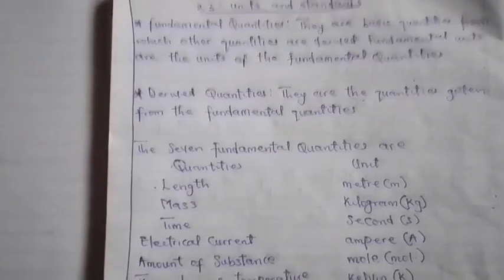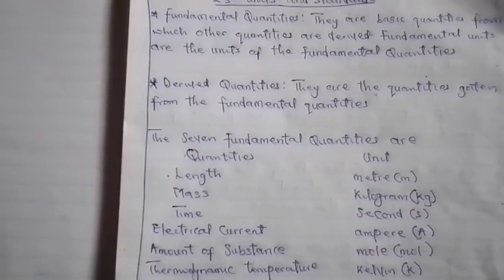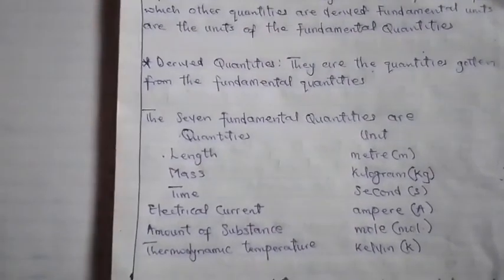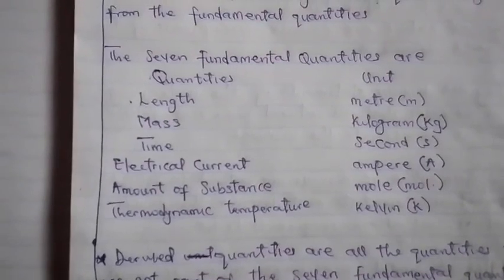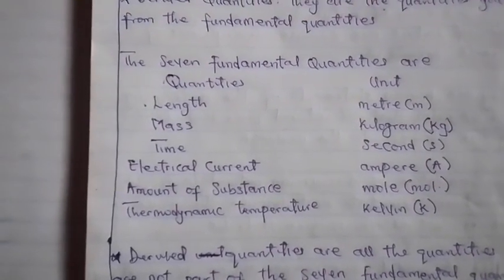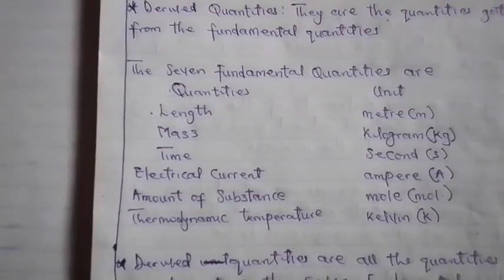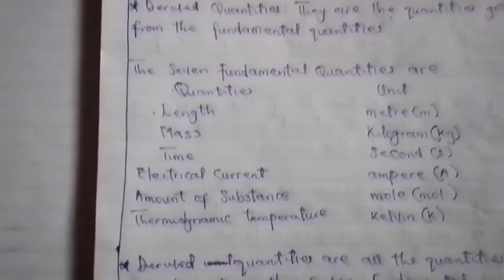Likewise, derived quantities are the quantities gotten from the fundamental quantities, as I've said. So what we are saying is that we have 7 fundamental quantities, and it is from these 7 fundamental quantities that all the remaining physical quantities are derived. What are the 7 fundamental quantities?